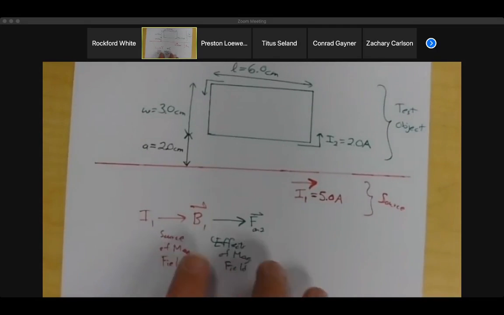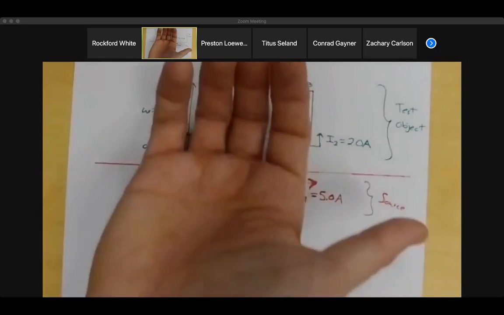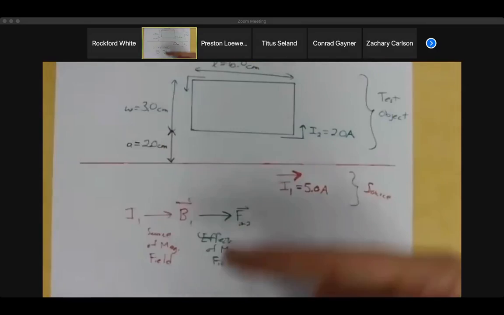So the first part is pretty easy. We have an exact formula we use quite a bit for a long straight wire. What's the magnetic field due to a long straight wire? I just want to schematically sketch it out. So we do our right-hand rule. Everywhere above, the magnetic field wraps around the wire in a certain way.